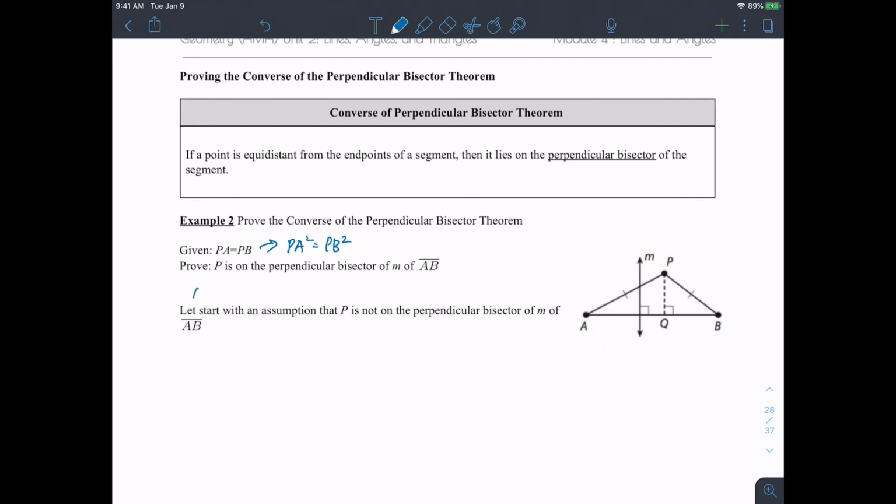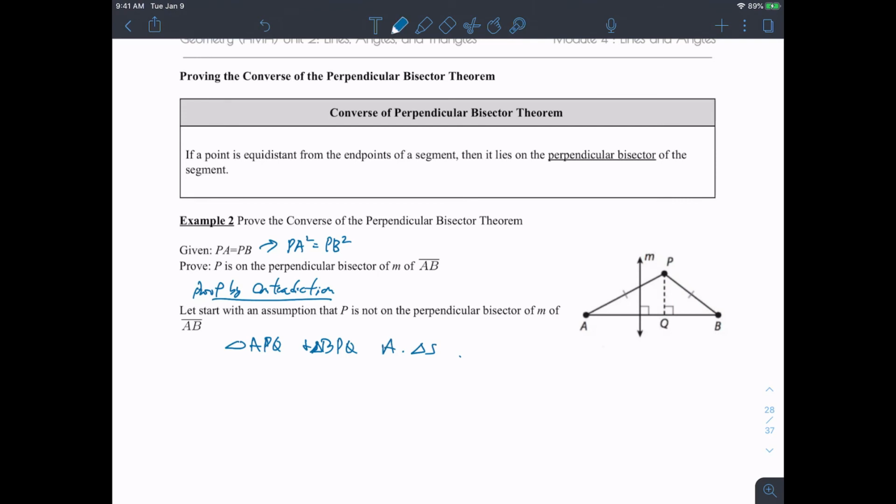So we're going to do this by proof by contradiction. We're going to start with the fact that P is not on a perpendicular bisector. But using the given information, let's start with the fact that triangles APQ and BPQ are right triangles, so this one and this one right there.